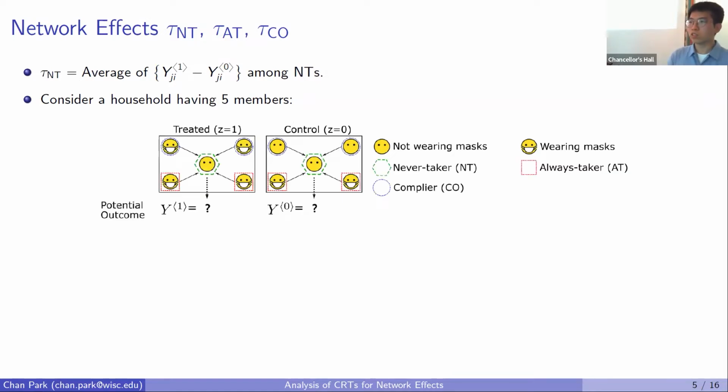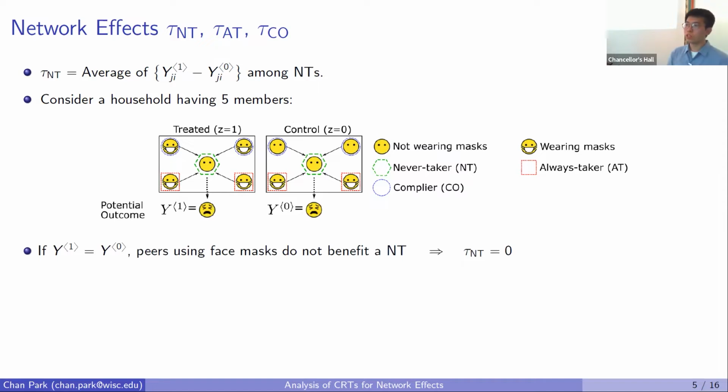So by seeing these plots simultaneously, we find the 2 individuals at the bottom are always takers, and the 2 individuals on the top are compliers because they behave exactly the same as the given treatment status. And the one in the middle is a never taker because he or she never uses treatment. Basically, we are going to compare the potential outcome of the never taker under treatment and under control.